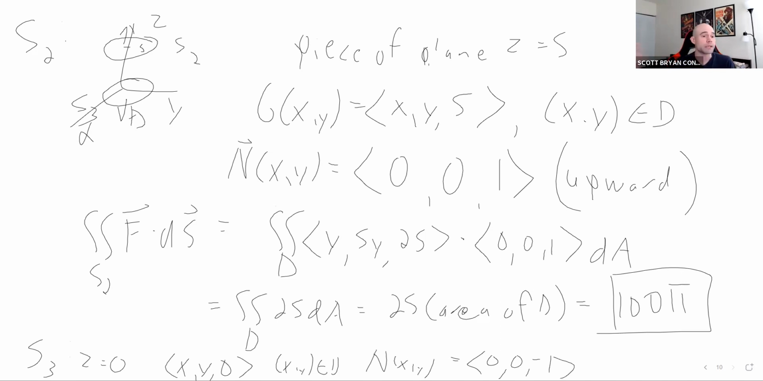And then it turns out when we take our vector field, y, yz, z squared just becomes y, 0, 0. And we're dotting that with 0, 0, negative 1. So we're integrating 0 over the region D, so we get 0. So the integral over the boundary is the integral over S1 plus the integral over S2 plus the integral over S3, which is 50 pi plus 100 pi plus 0. We get 150 pi again.